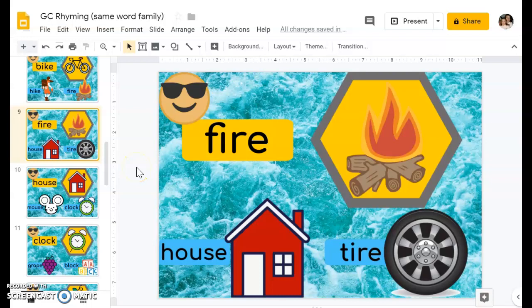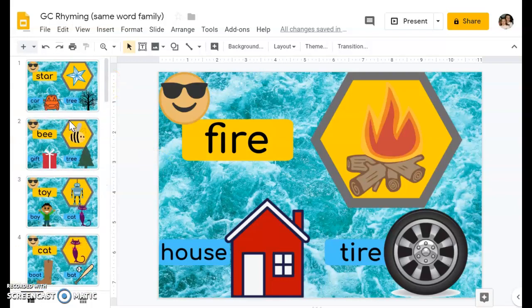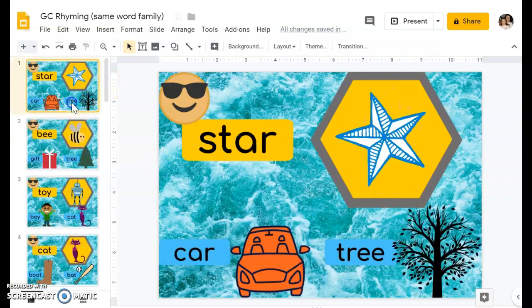Today we're going to be working with rhyming, and with our rhyming, all of our words are in the same word family, so the beginning letters are going to change, but the ending letters are going to stay the same. So on your screen you have a hexagon, and inside the hexagon is your main picture you're going to be working with. For this one we have a picture of a star, and to the left of the star is a word that says star, so the letters over here make a word that matches the picture.